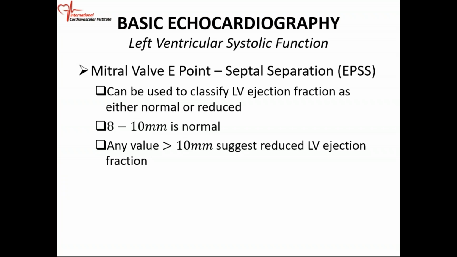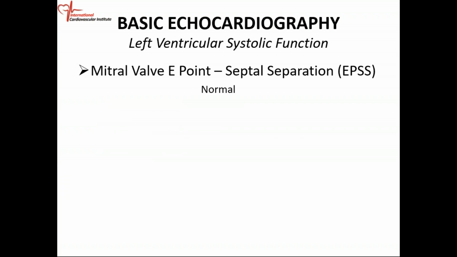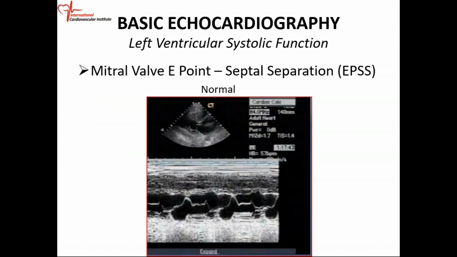Again, the normal E-point septal separation should be roughly about 10 millimeters. Anything greater than 10 millimeters suggests that the LV systolic function is reduced. And this is what it looks like. Again, this is our M mode down the bottom. We have a separate lecture to teach you everything M mode, but just to get you to understand this. This is your septum, as we showed you before. It moves up and down because when the heart contracts, the septum moves downward. When it is in diastole, the septum moves upward. And then this is your posterior wall, as we showed before.